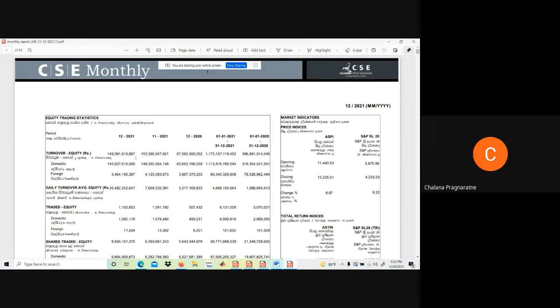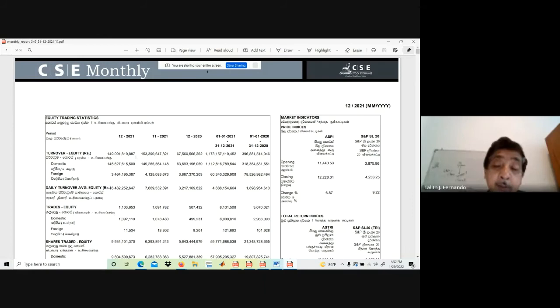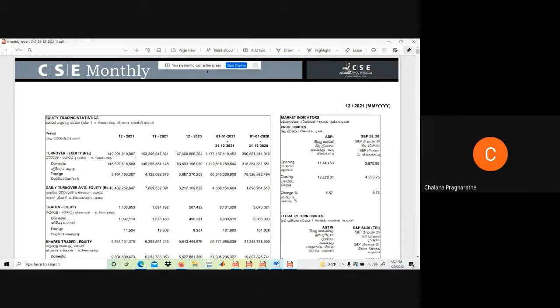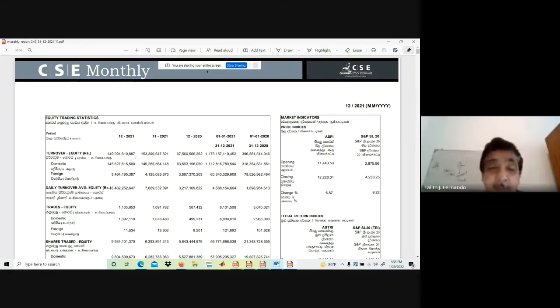Now, sir, if you take ACL cables, Abans Electricals, and compare it with banks, the amount of increase in the share price is very low in banks. The change is very different in banks. What is the main reason for that, sir? Yeah, that's a very good question, I really appreciate your observation.